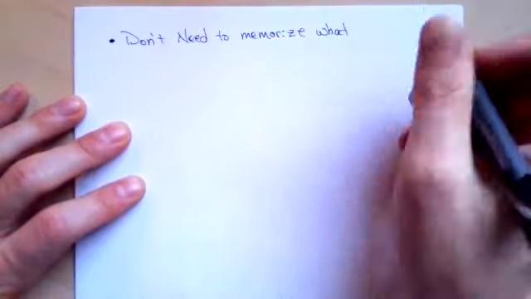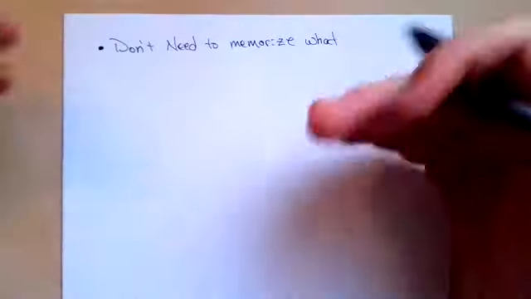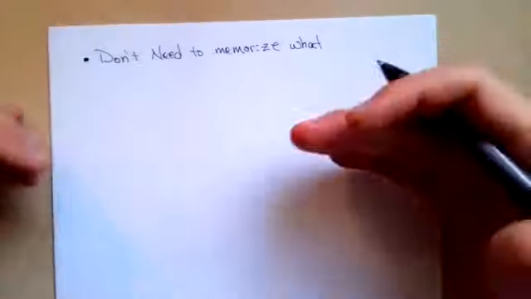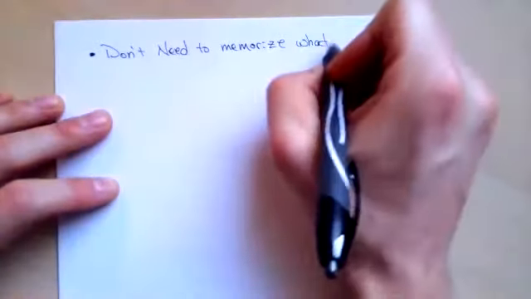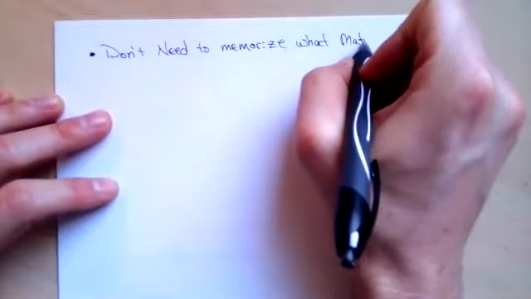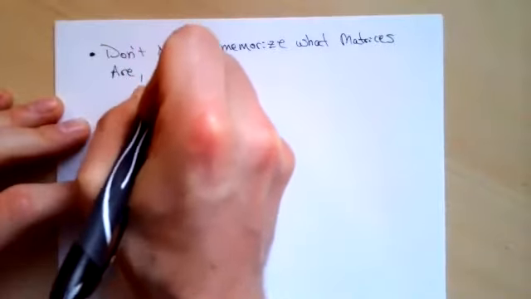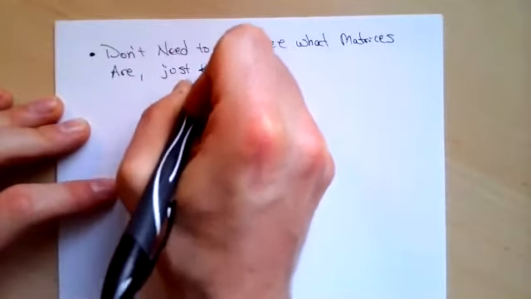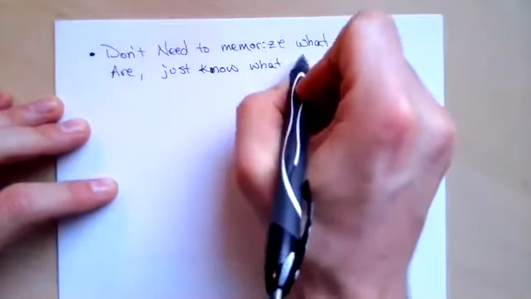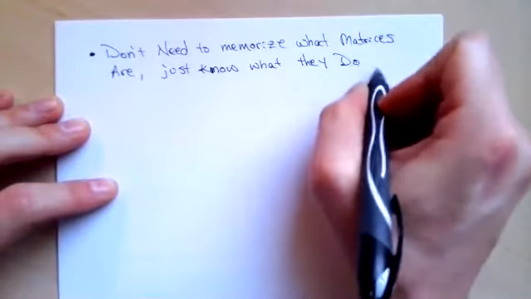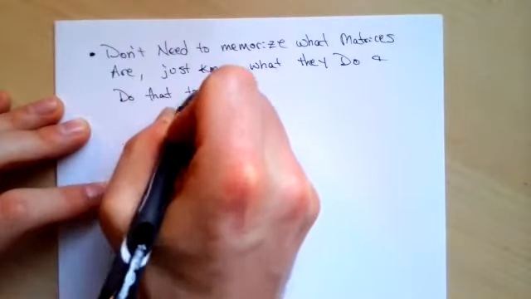And I wouldn't recommend doing it unless you have an impeccable memory, because the dimensions could change, the rows could change of what we're adding and multiplying and switching. So you don't need to memorize what the matrices are. Just know what they do, and then do that to the identity.